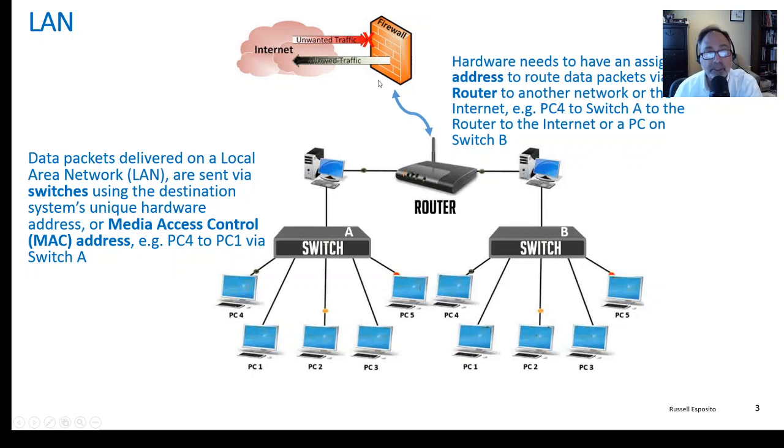Okay, so those are the distinctions. MAC addresses are for within the local area network. A router needs an IP address if you're going to go from one network to another network, from switch A to switch B, different networks, or if you're going out to the internet, which is really sort of another network.